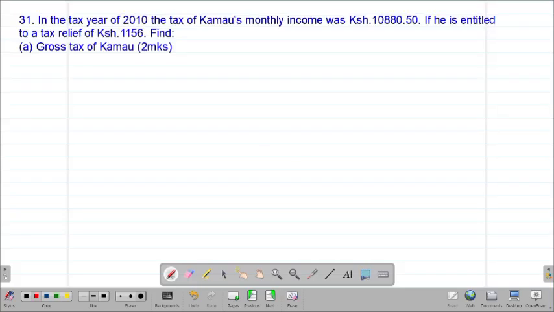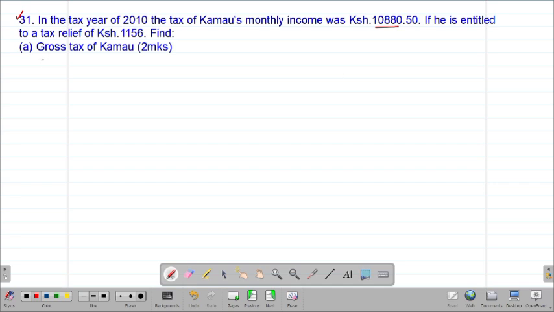Welcome to today's class. It's our 17th lesson on a given Form 3 mathematics topic called Commercial Arithmetics 2. So we are looking at our 31st example on income tax, which reads that in the tax year of 2010, the tax of Kamau's monthly income was 10,880 shillings and 50 cents. If he is entitled to a tax relief of 1156 Kenya shillings, find part A, the gross tax of Kamau.